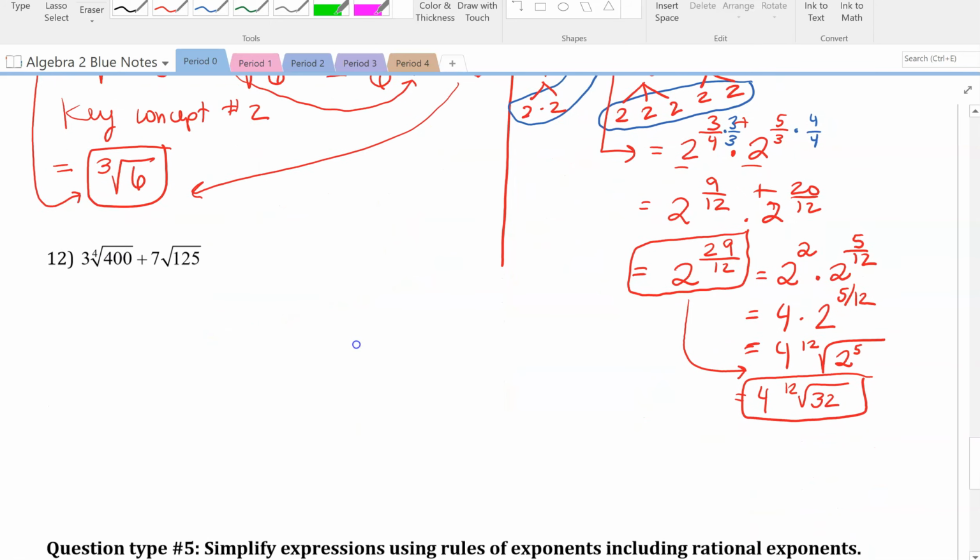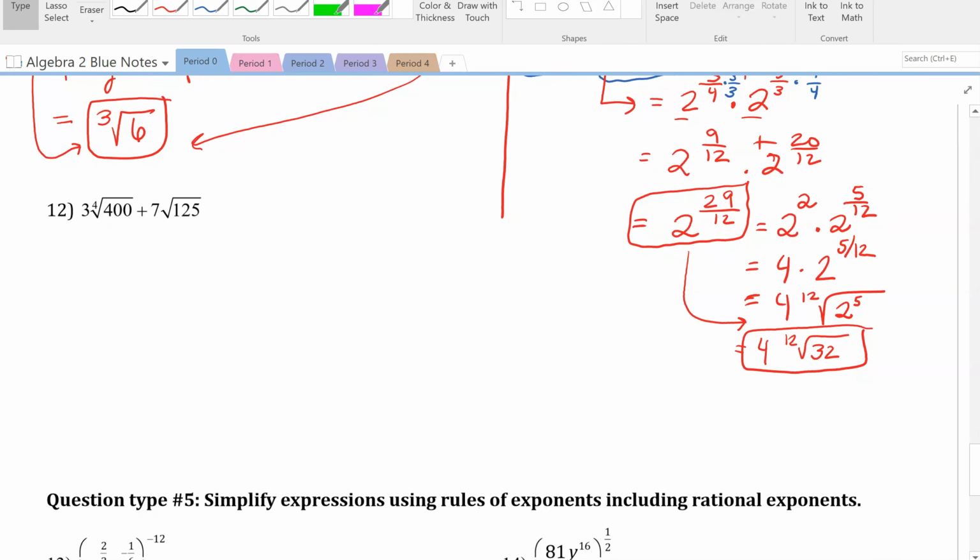Okay, so now let's look at number 12. Similarly to before, we were not able to add these because the indexes did not match. The index and the radicand have to match in order to be able to add them, and none of them do right now. But I can reduce this index by using rational exponents for the 4th root of 400. So that's what I'm going to do first.